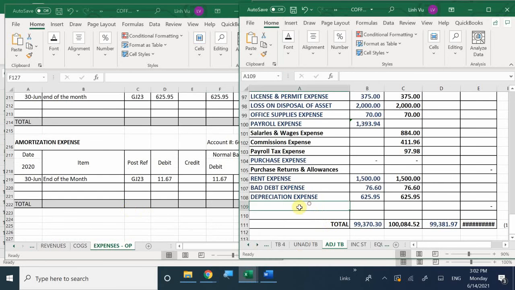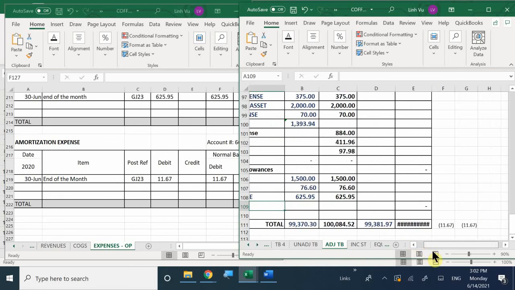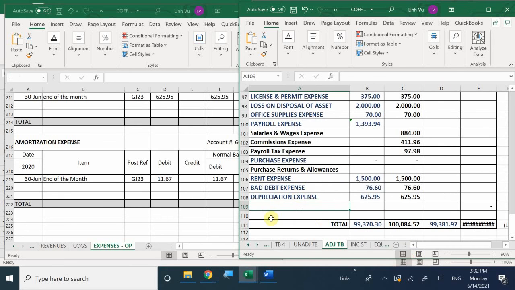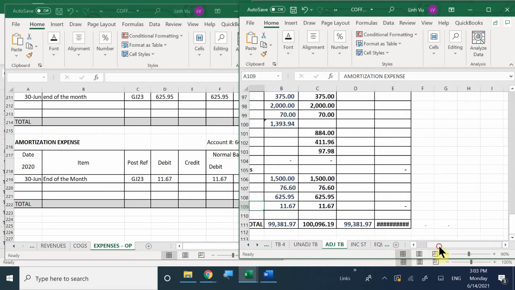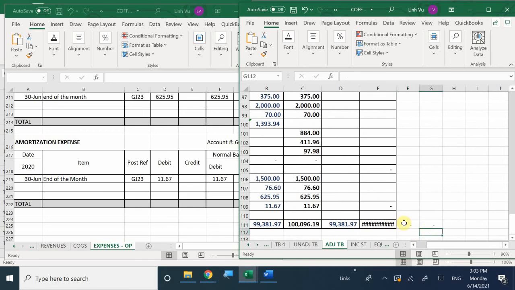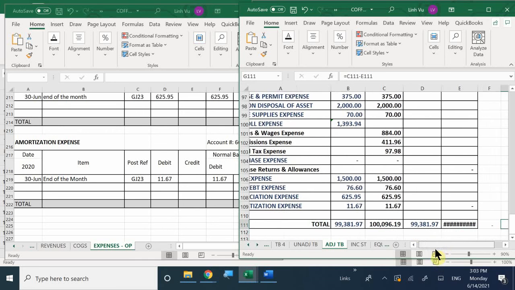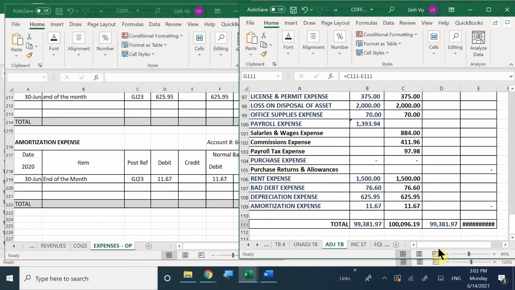And then last but not least, our amortization expense. $11.67. $11.67. Okay. Which, right? Both my debits and credits match on both main accounts and sub accounts.